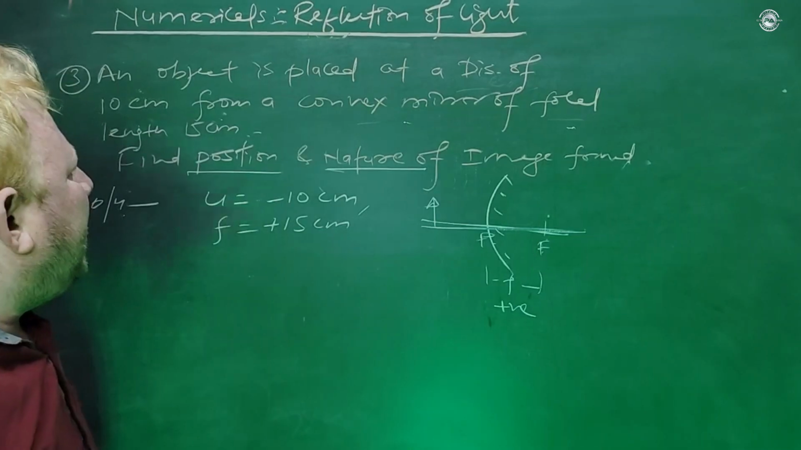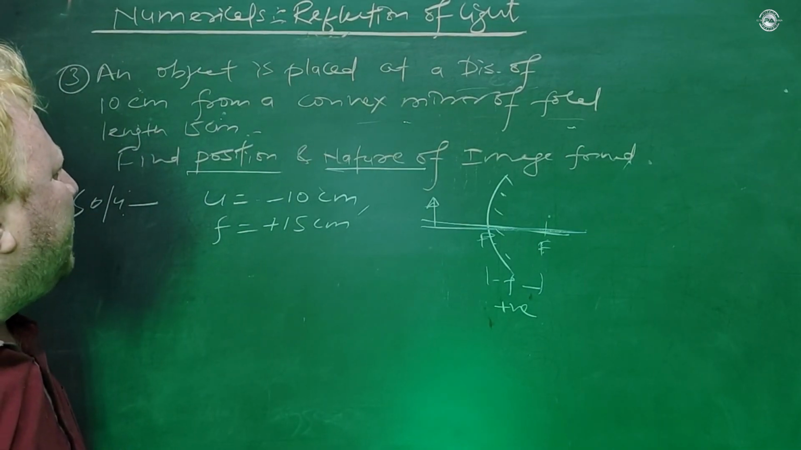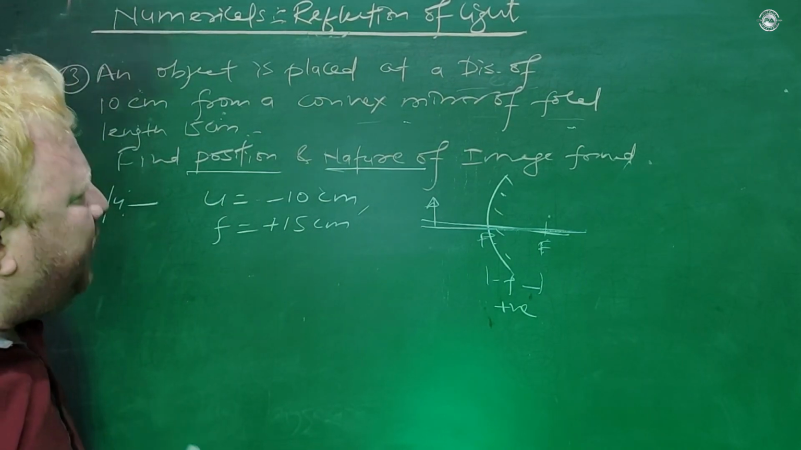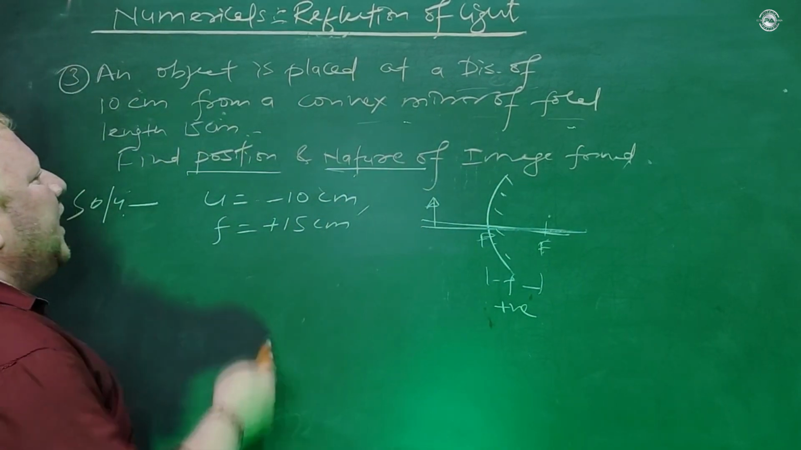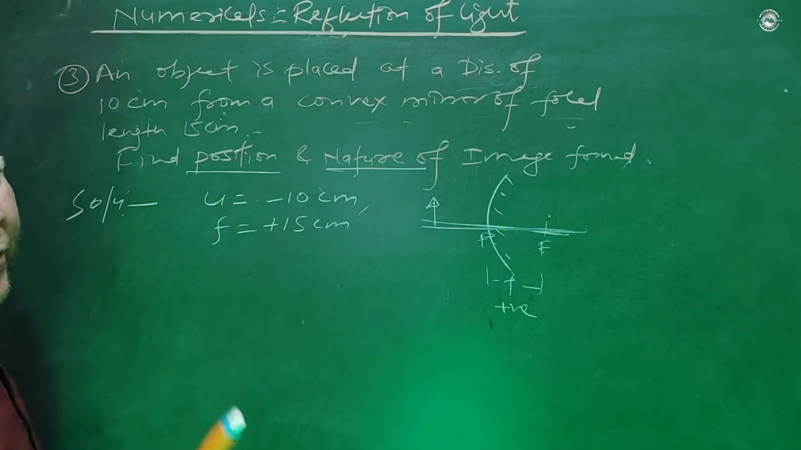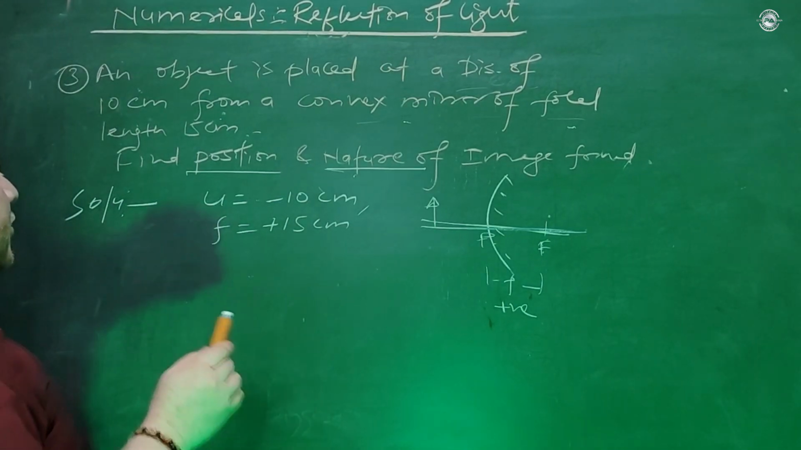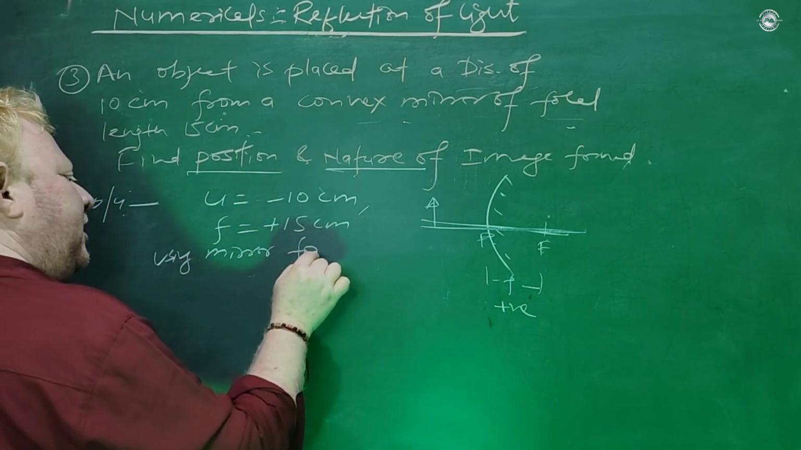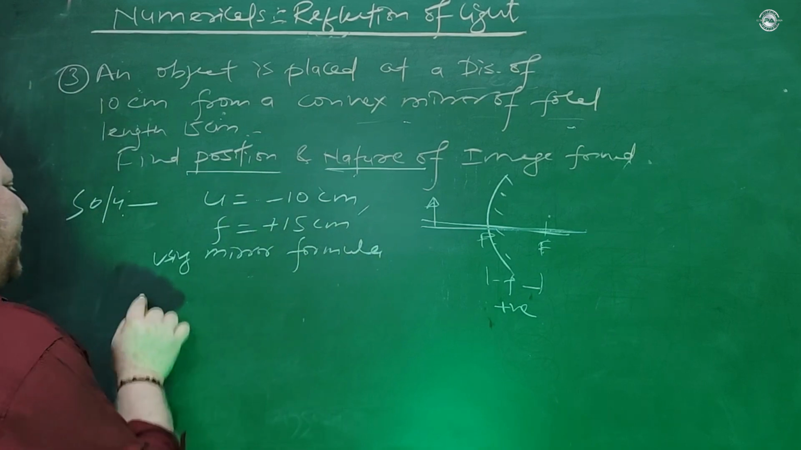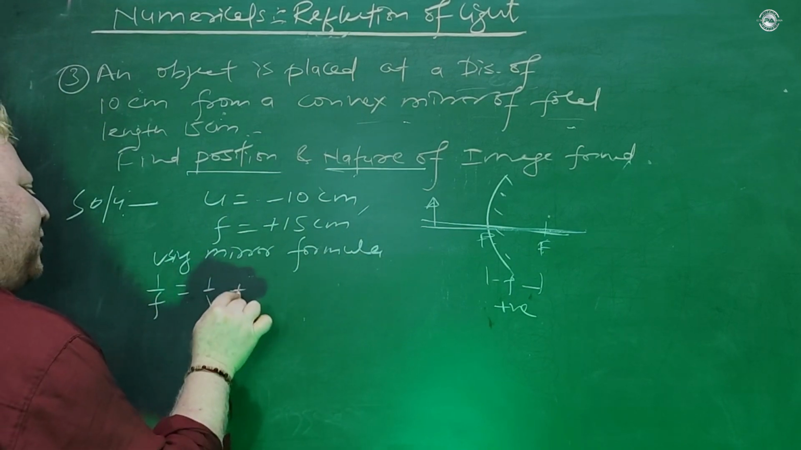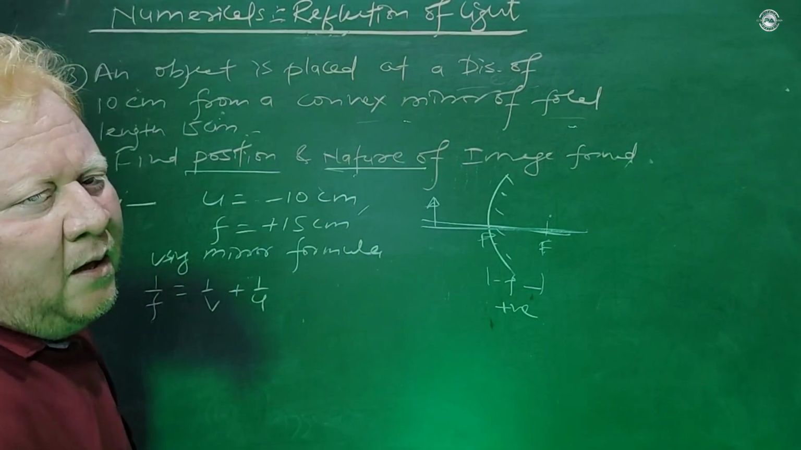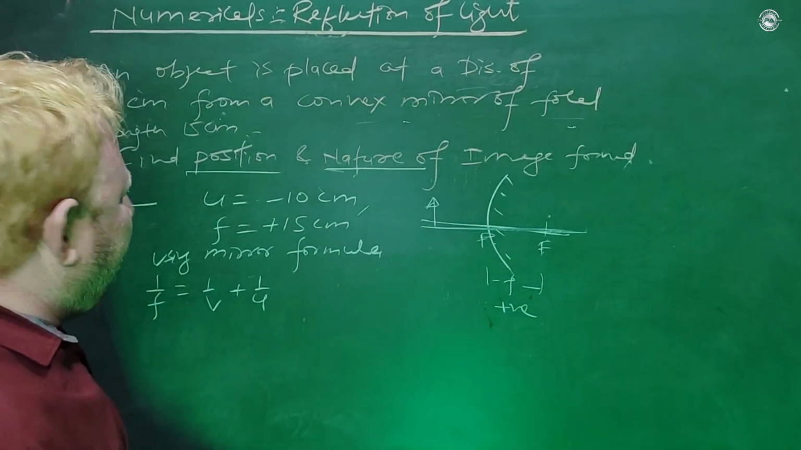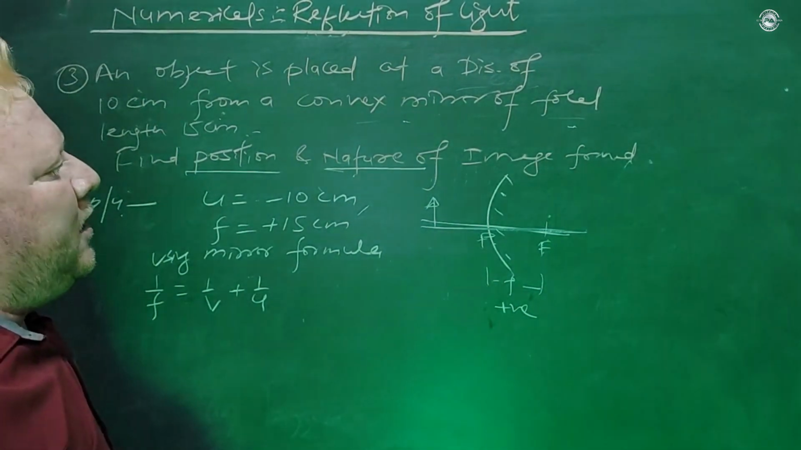So for that, two things are required. One is v, another one is magnification. Magnification helps you to find out the nature of image, and for the position of image, of course, you need to find out the image distance. So using the mirror formula, 1 by f is equal to 1 by v plus 1 by u. In the mirror formula it is plus, in the lens formula you will write minus.